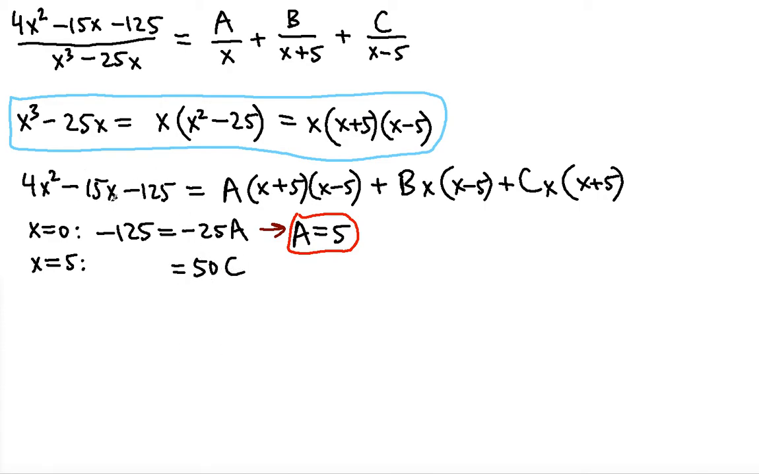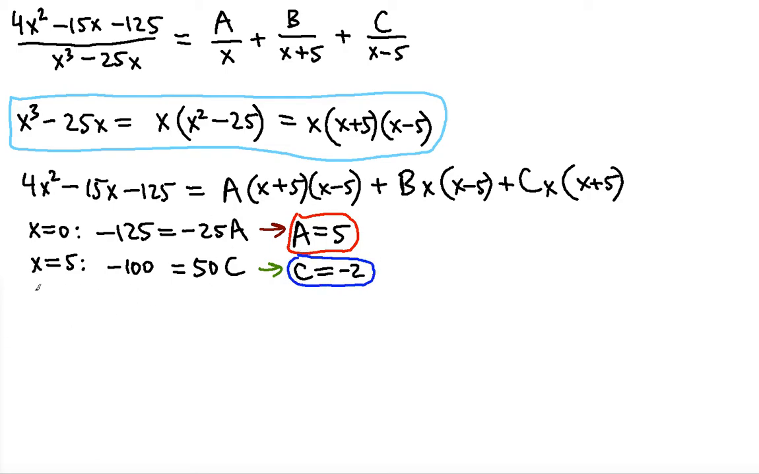Now on the left side, it's going to be a little harder, but not too hard. 5 squared is 25. 25 times 4 is 100. Right? So 100 minus 15 times 5, right? So 100 minus 75, okay? So that's 25. 25 minus 125 is negative 100. So as a result, dividing both sides by 50 gives you c is equal to negative 2, right? So that's the c value that we found.